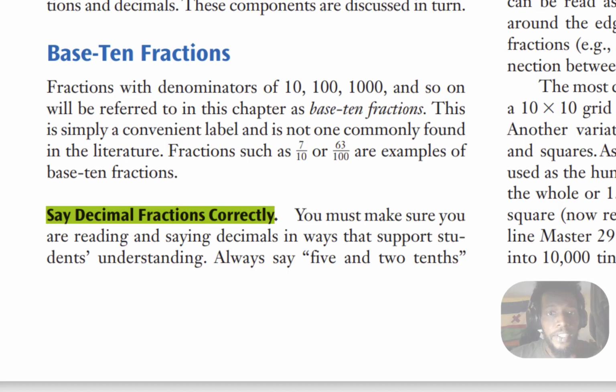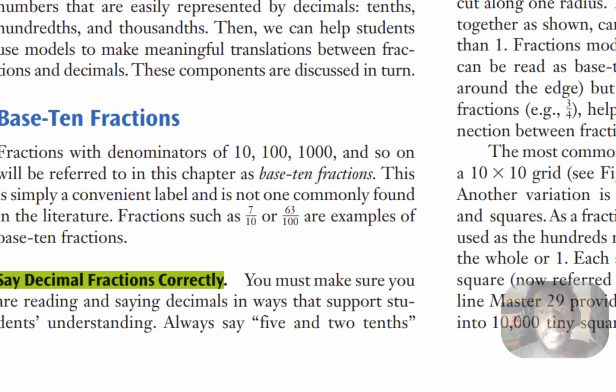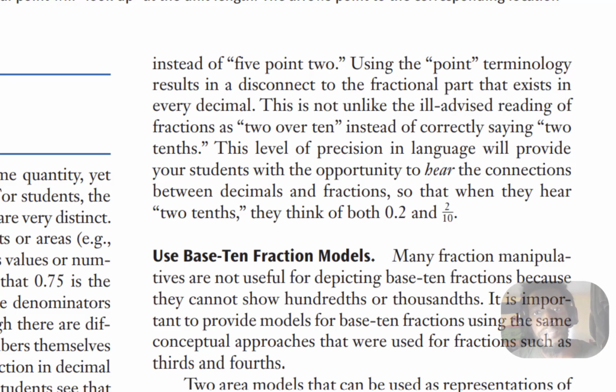I'll read it. You must make sure you are reading and saying decimals in ways that support students' understanding. Always say 5 and 2/10 instead of 5.2. Using the point terminology results in a disconnect to the fractional part that exists in every decimal. It's just like when people say 5 over 10 instead of saying 2/10. All right, so it's the same thing.